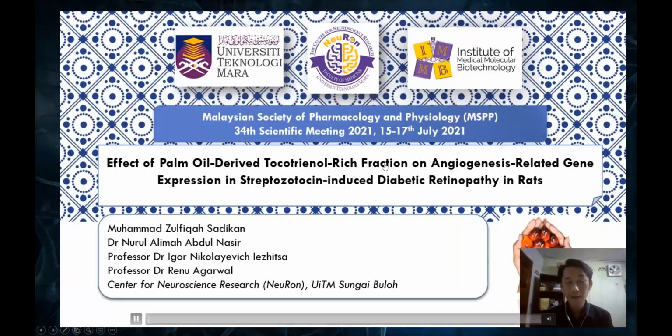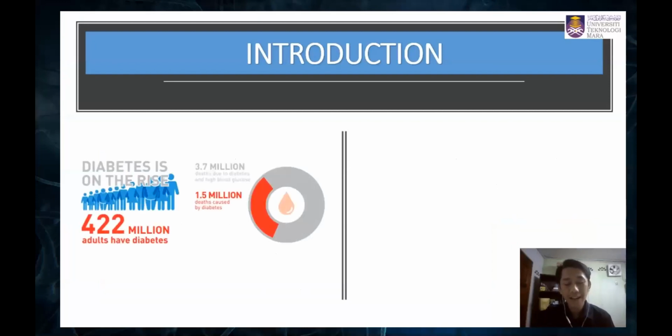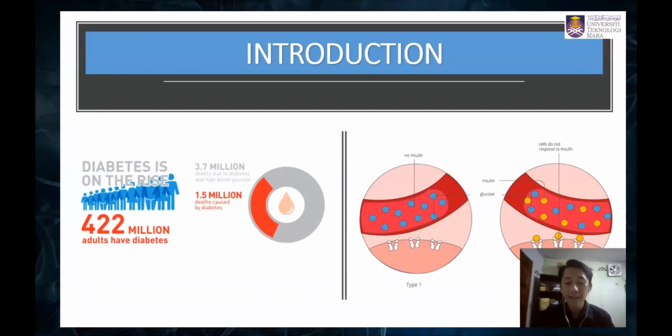Assalamualaikum warahmatullahi wabarakatuh and very good day to everyone. I am Zul presenting the effect of palm oil derived tocotrienol rich fraction on angiogenesis-related gene expression in streptozotocin-induced diabetic retinopathy in rats. I bet everybody knows about diabetes. This pathologic condition has been up to 422 million adults that have diabetes. This phenomena is characterized when there is very low insulin amount or very low sensitivity toward insulin, which correspond to type 1 and type 2 respectively.